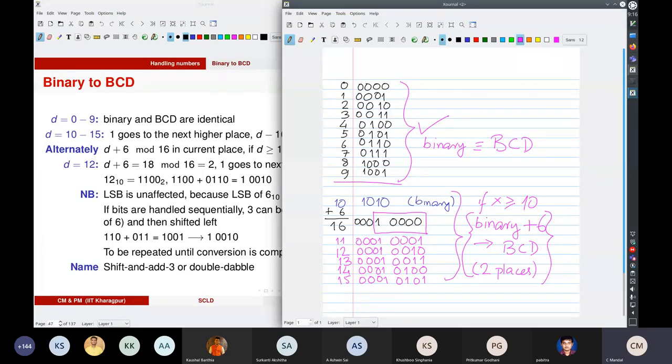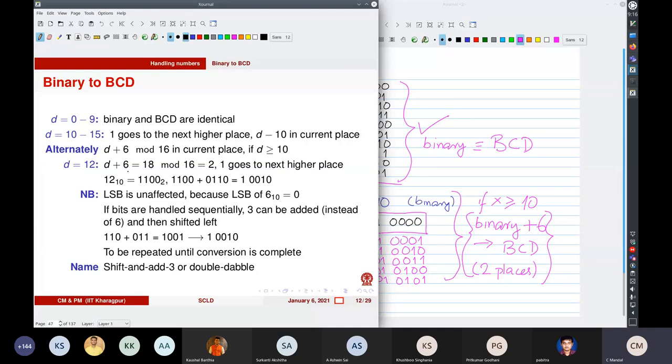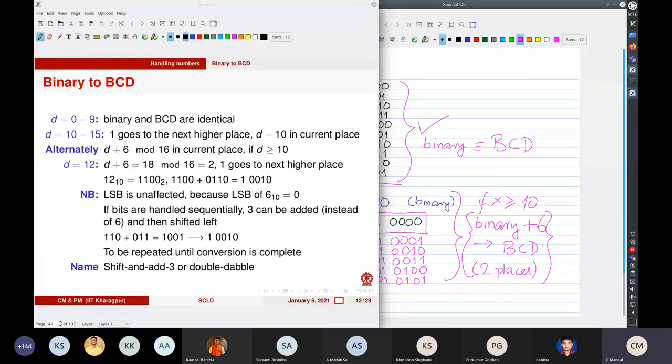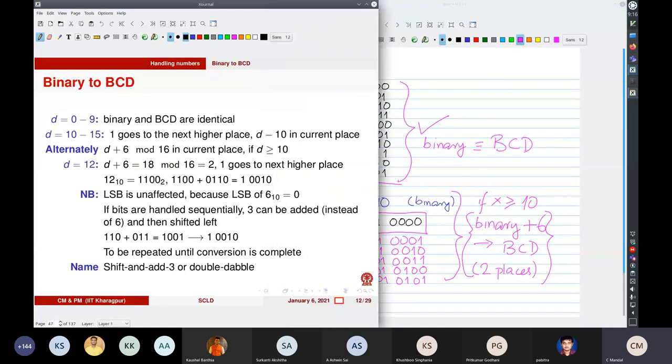That is how you can convert from binary to BCD. This is okay if you are just considering 4 bits. Now, what if you have a much longer number? What we'll see is that there is an interesting procedure which we can use. Here we are adding 6, so just make a note of this.